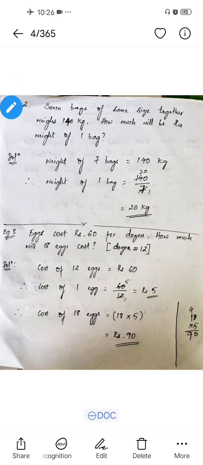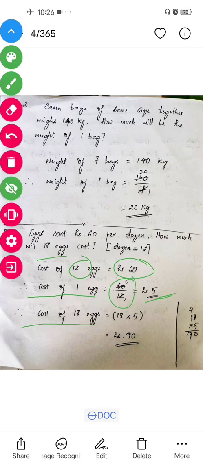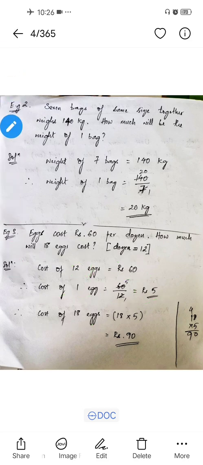So what do you do now? Since this is called the unitary method, you always find out the cost of one first. So the cost of one egg is, we do division first, 60 divided by 12. We are getting rupees 5. Now you can find out the cost of any number of eggs. But the question is asking how much will 18 eggs cost. Therefore the cost of 18 eggs is equal to, now we will do multiplication. First we did division, now we'll do multiplication.